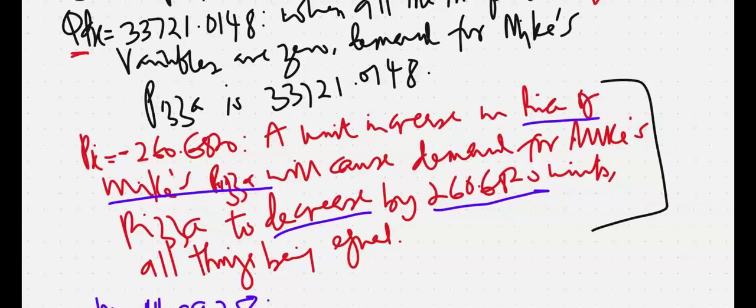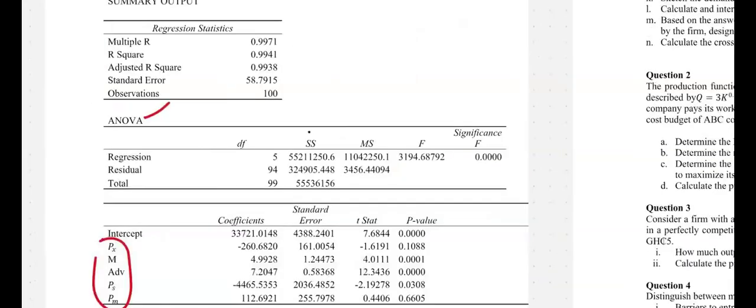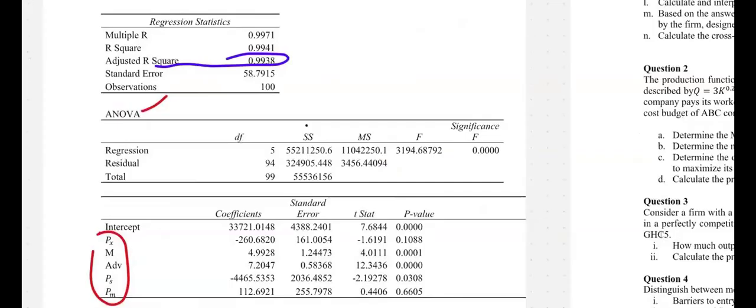Okay, so we're solving question C. Let's see what the question says. Interpret the adjusted R squared. So this here is the adjusted R squared. We'll pick the value, which is 0.9938. So that's C.